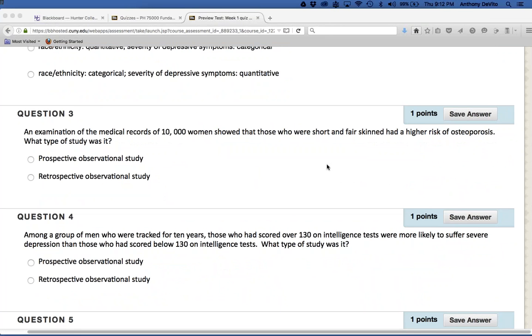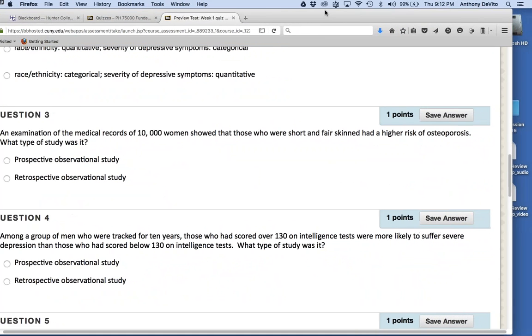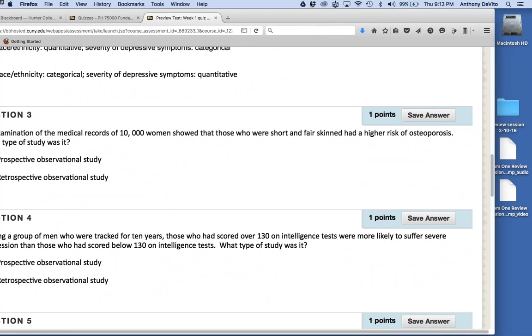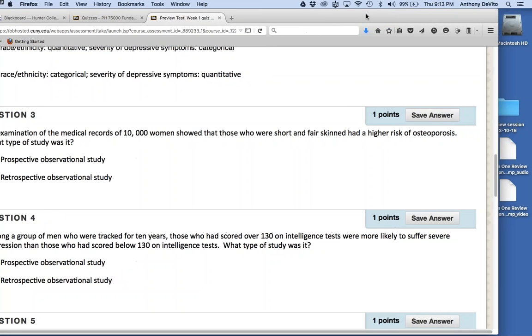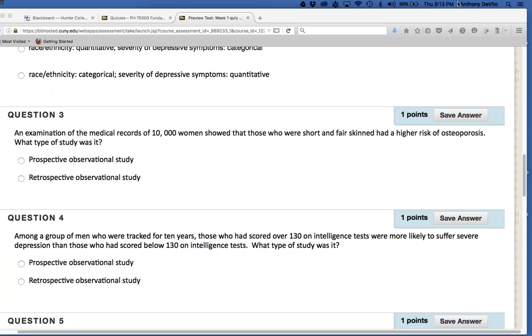An examination of medical records of 10,000 women showed that those who were short and fair skinned had a higher risk of osteoporosis. Well, would this be prospective or retrospective? Is it looking into the history of these women or is it looking forward? I agree with Greg that it's a retrospective study because we're looking back into their medical histories.